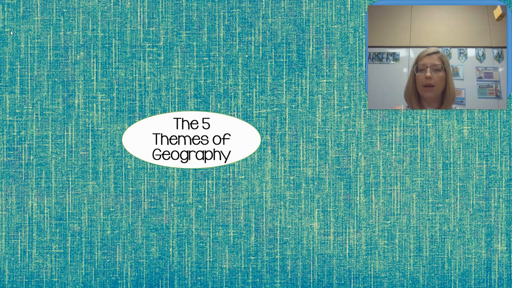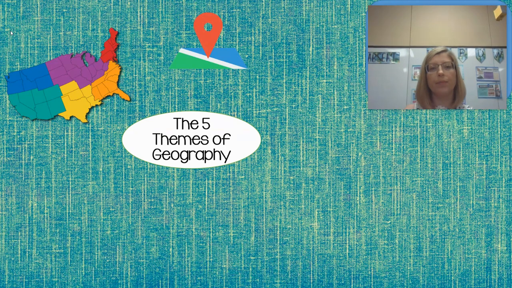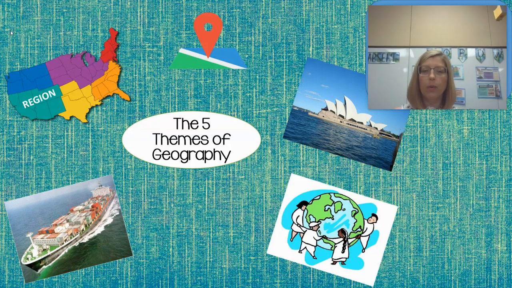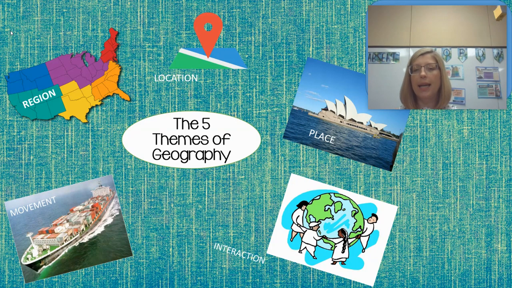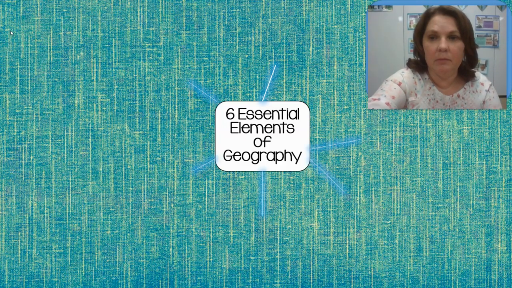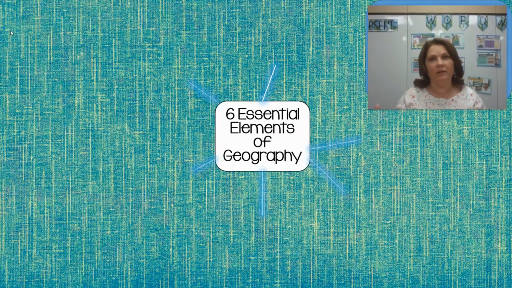And we have the five themes of geography. Our five themes are region, location, place, movement, and interaction. Okay, so to go with those themes, and the themes of geography are the ways that we look at geography. We look at where is it? What do they do there? You know, just all the ways that we can look at it.